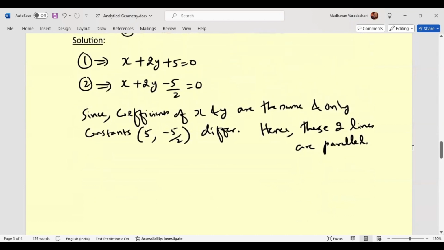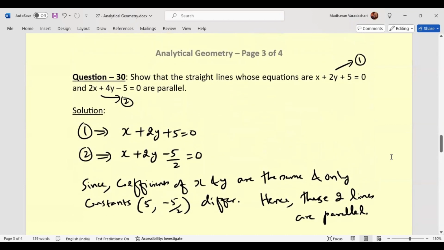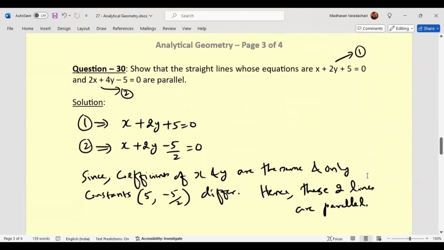This is another way of solving it. Or we can write it like y is equal to mx plus c form. Identify what are the slopes. If the slopes are equal, we can say they are parallel. Same way also you can do it.